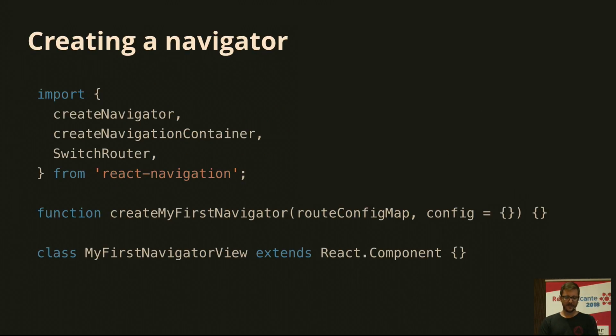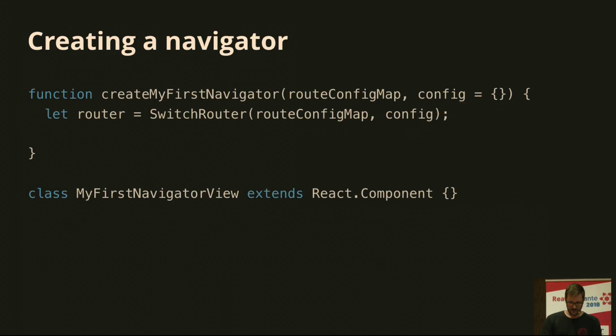So to create a navigator, we import createNavigationContainer, and then some kind of router. And a router, like I said in the previous slide, is basically like a reducer. You take the current state of navigation, and you take some action, like push or navigate, and then you return the new state of navigation. So we do that, and we pass in a navigation view in a moment.